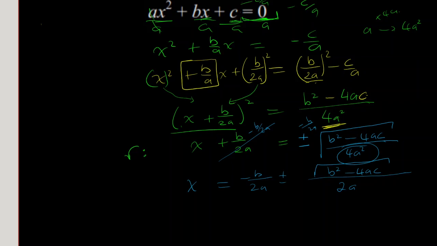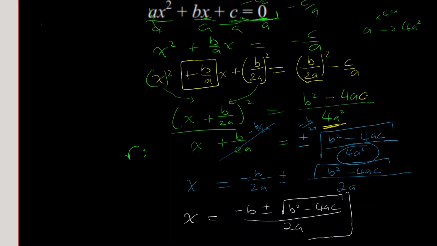And drum roll please, x is equal to minus b plus minus the square root of b squared minus 4ac, all over 2a, which is the dreaded quadratic formula. I think I found a few memes about this thing online before, but that's how it's derived, and that's a pretty useful result.